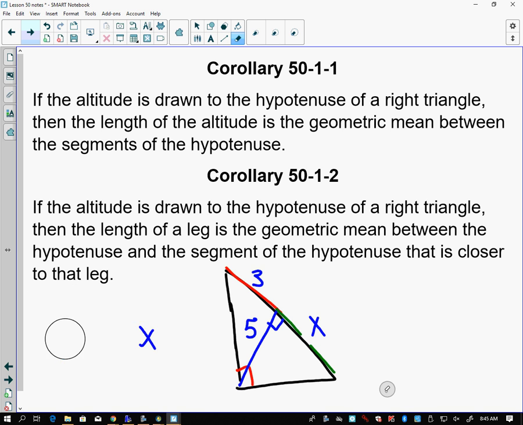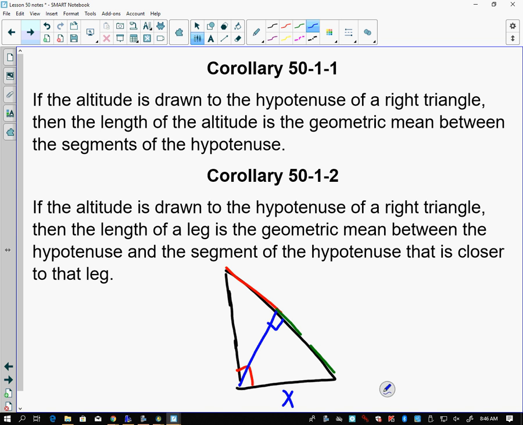Then we have the second corollary. It says if the altitude is drawn to the hypotenuse of a right triangle, then the length of a leg is the geometric mean between the hypotenuse and the segment of the hypotenuse that's closer to the leg. So let's take this a step back. All right, so let's pick a leg here. It says that the length of the leg is the geometric mean. So let's talk about this leg down here.